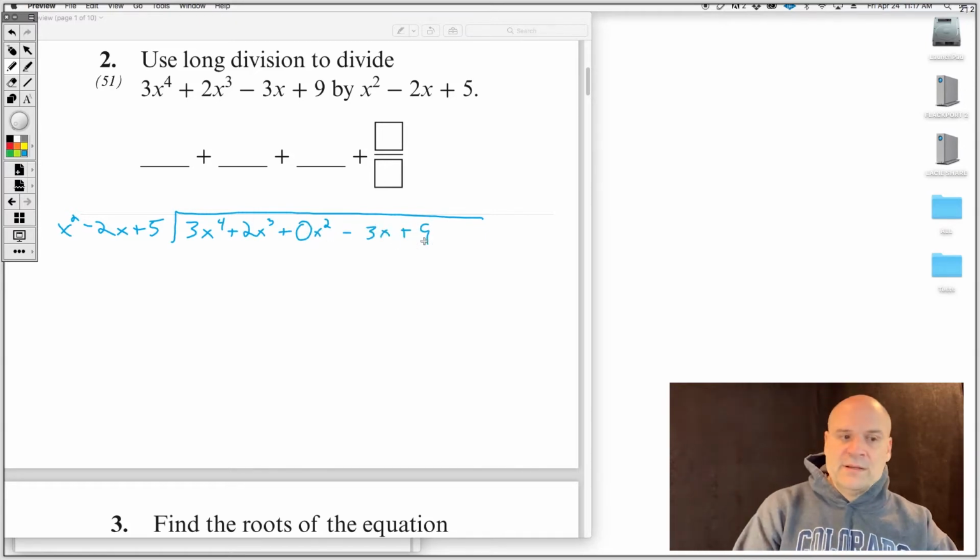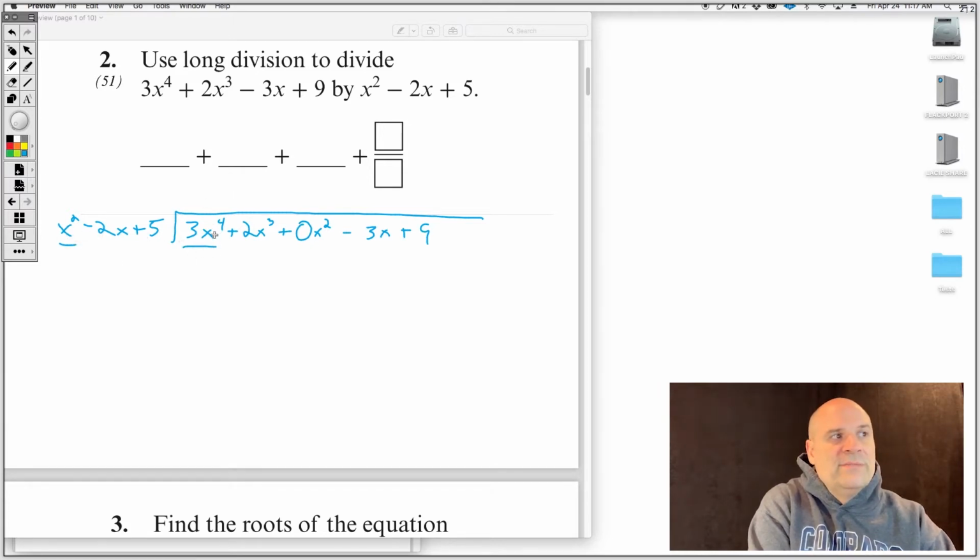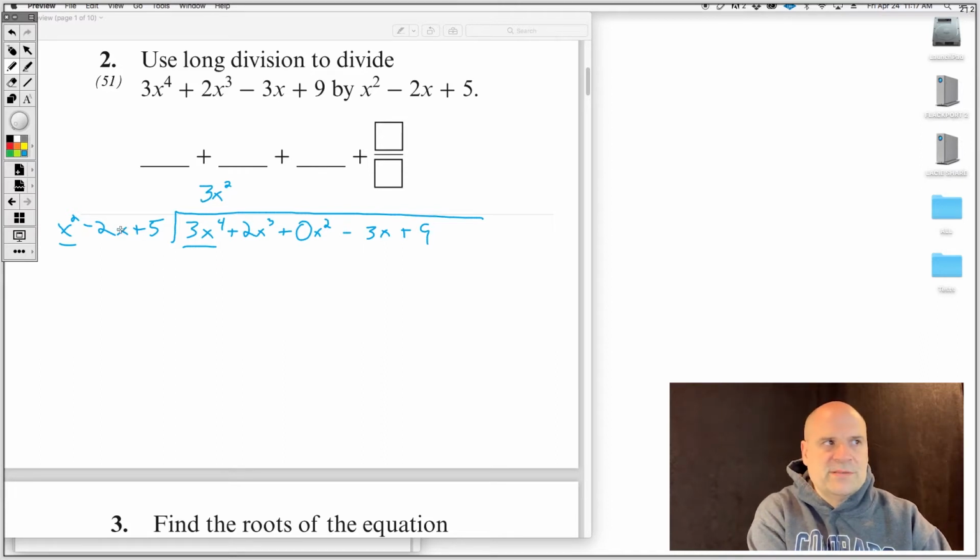All right, steps to long division. First step, dirty. Monkey smelled bad, so D, divide. All you're doing is dividing that first term. So 3x to the 4th divided by x squared is just 3x squared. You're really just subtracting 2 exponents every time you do this step.